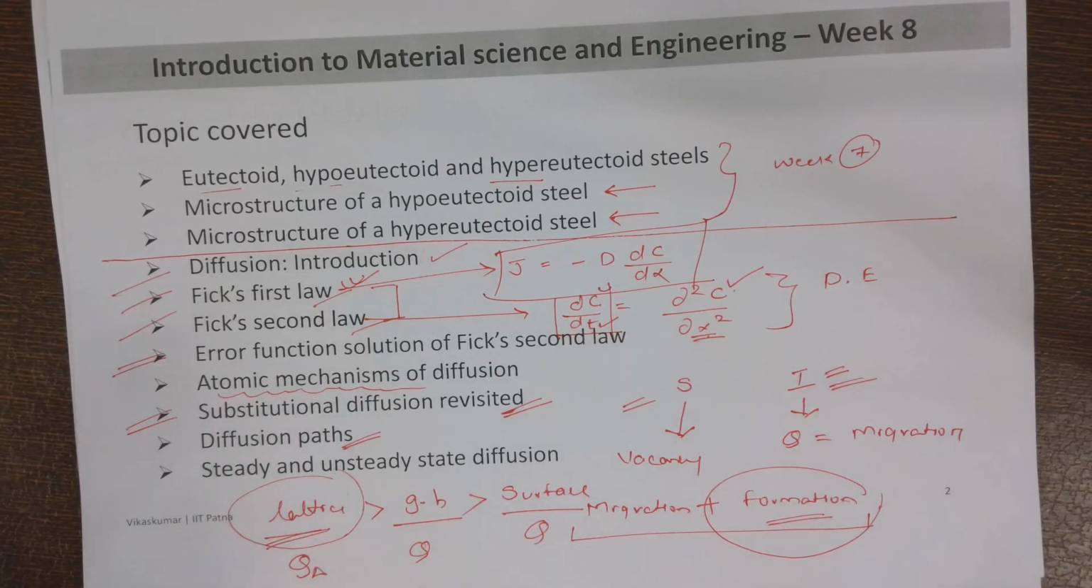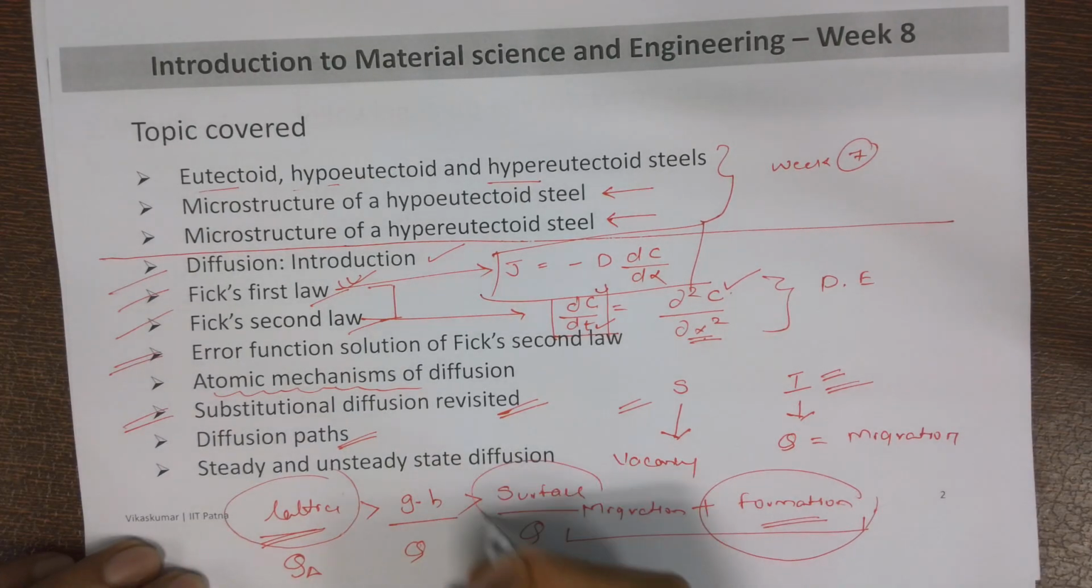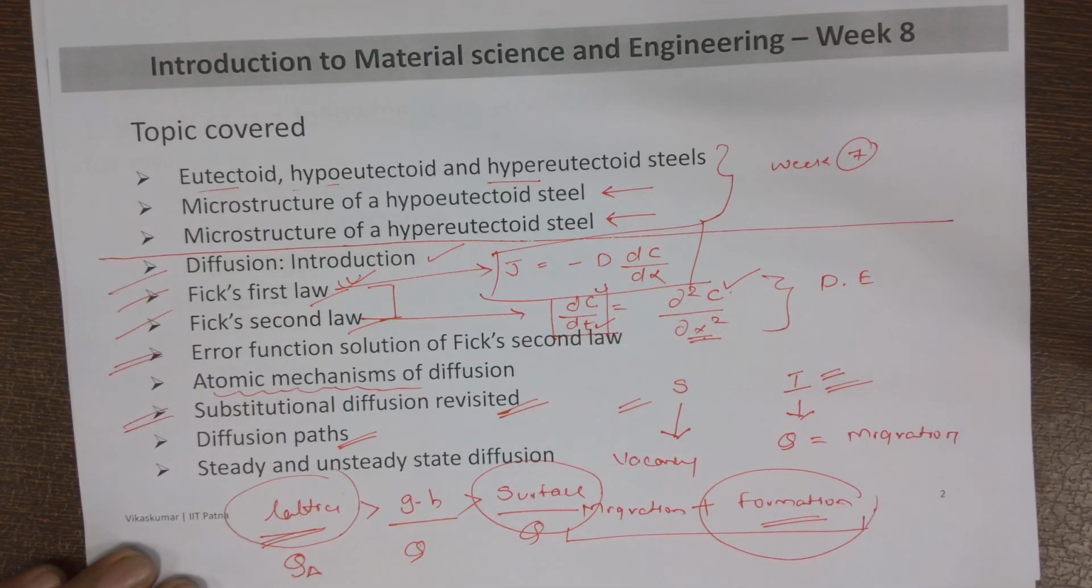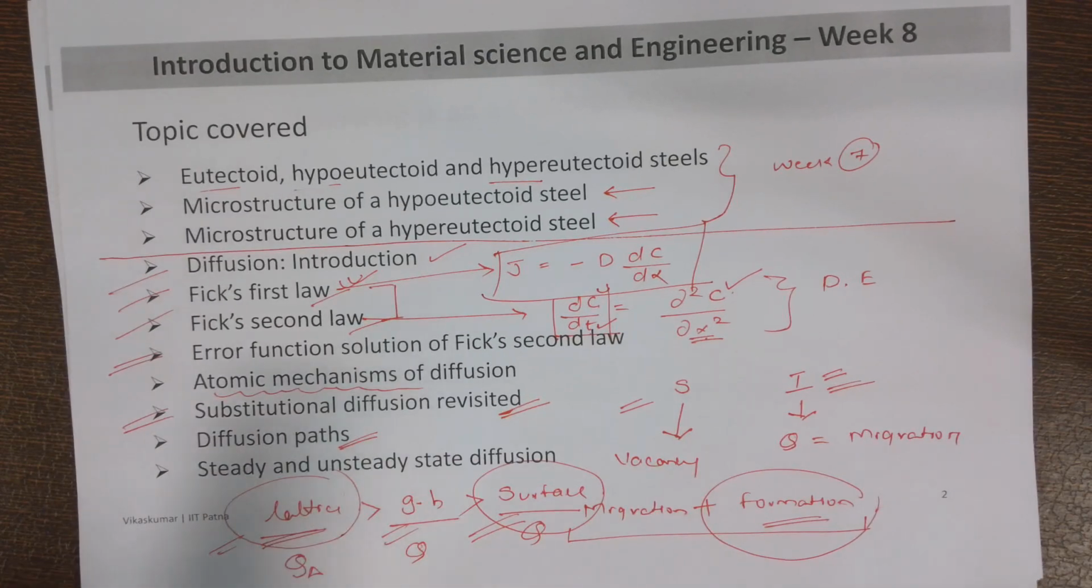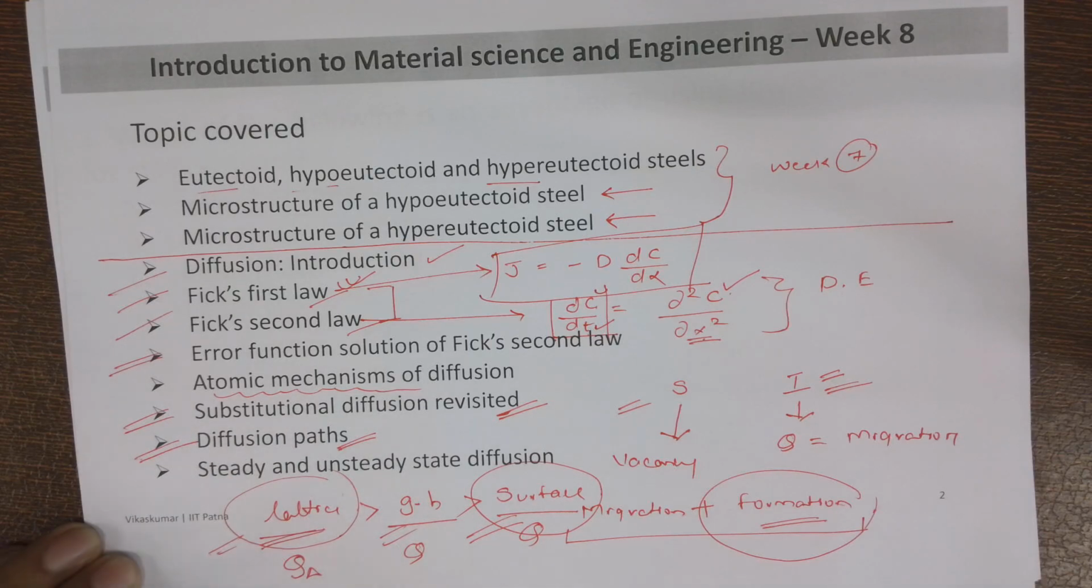So whenever you take a powder, compact it and put it for heating, the first thing that will happen is surface diffusion. It cannot be the lattice, it cannot be the grain boundary. The reason is that the surface requires less energy. So at a lower temperature itself, the surface can be activated and the diffusion kinetics can be enhanced. So these are the diffusion paths.